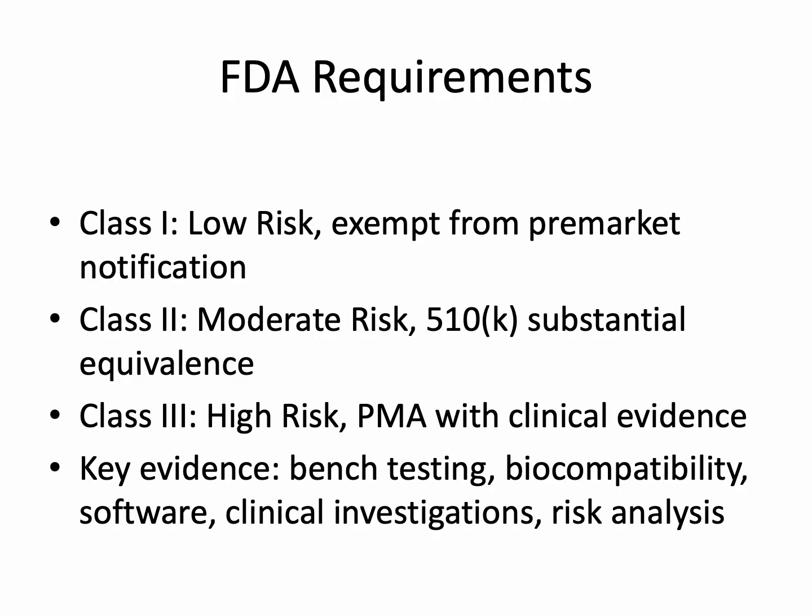The FDA classifies devices based on risk into Class 1, 2, and 3, determining the level of evidence required. Class 1 devices are low risk and typically exempt from pre-market notification, focusing mainly on general controls such as registration and good manufacturing practices. Class 2 devices require demonstration of substantial equivalence through the 510(k) pathway, involving special controls and additional evidence. Class 3 devices are high risk, requiring pre-market approval, PMA, with comprehensive clinical evidence of safety and effectiveness.